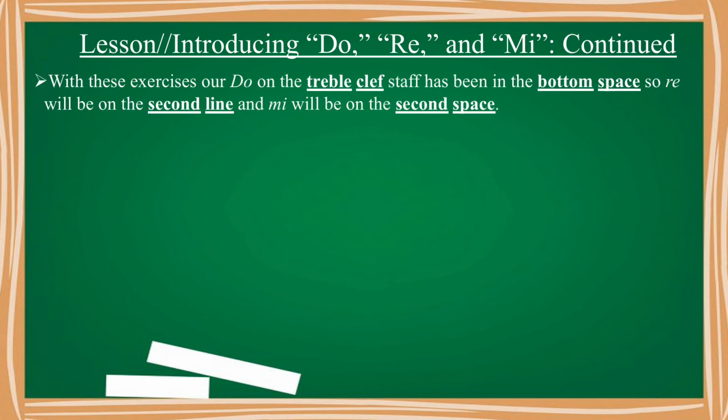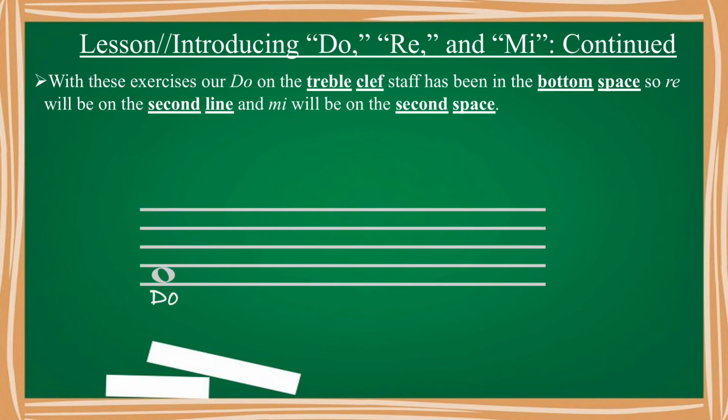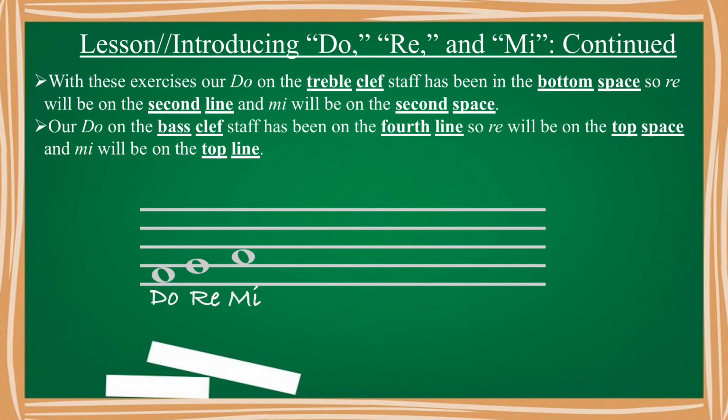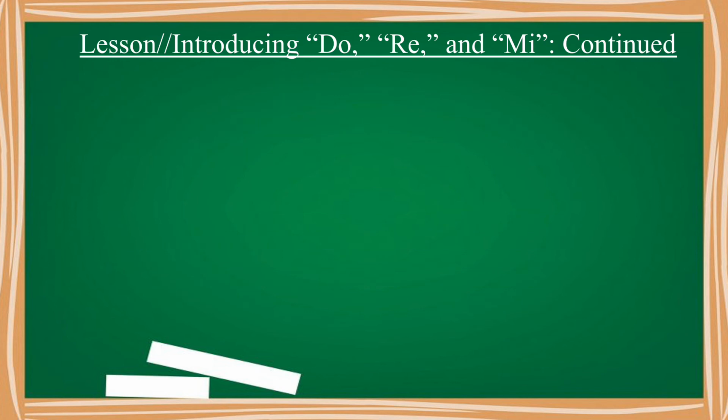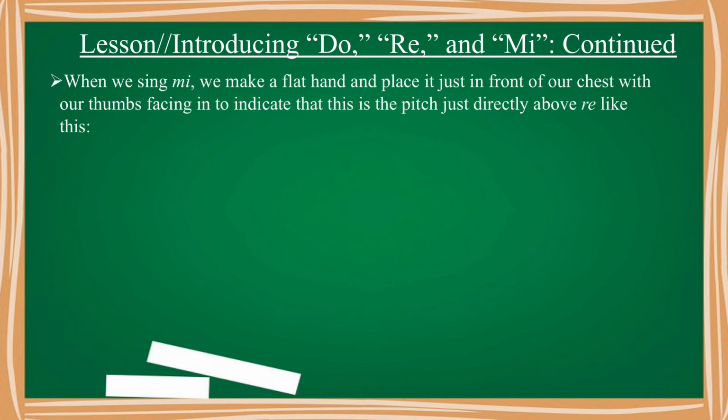With these exercises, our do on the treble clef staff has been in the bottom space. So re will be on the second line, and mi will be on the second space. Our do on the bass clef staff has been on the fourth line. So re will be on the top space, and mi will be on the top line. When we sing mi, we make a flat hand and place it just in front of our chest with our thumbs facing in to indicate that this is the pitch just directly above re, like this.